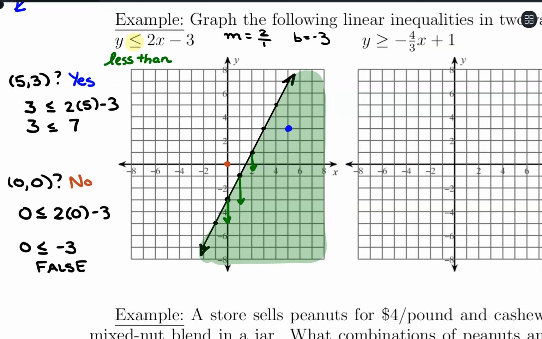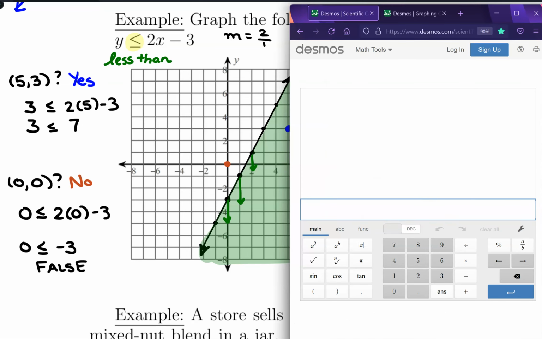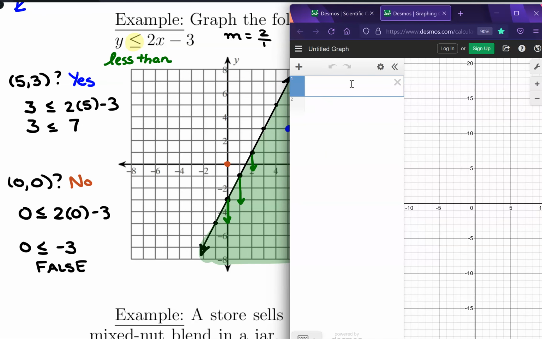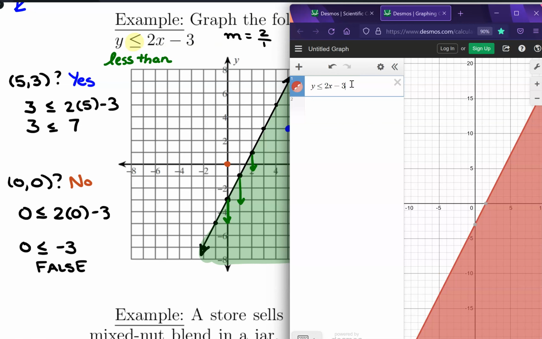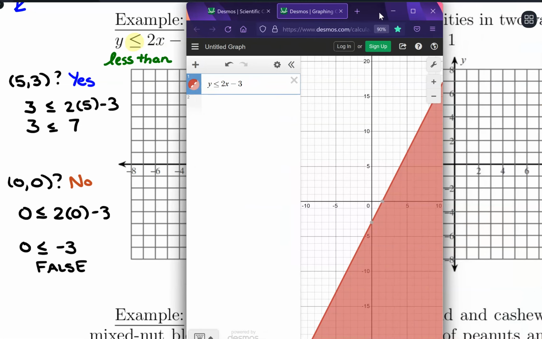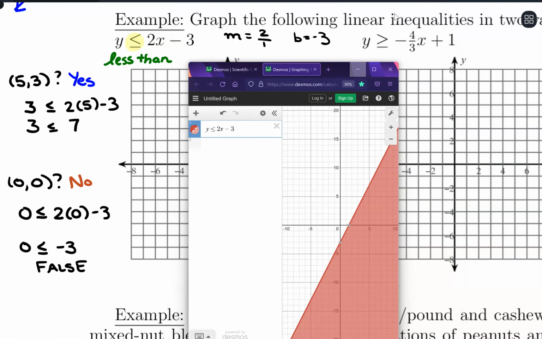I do want to show you in Desmos. If we go to Desmos graphing, we can graph these lines. If I type y less than or equal to, there's a special symbol on the keyboard within Desmos, or you can just type the less than symbol and then the equal sign, and it automatically changes the symbol. Then you can see it's graphing the line as well as the shaded region. So if you're unsure about which side to be drawing on, you can use that as a guide.